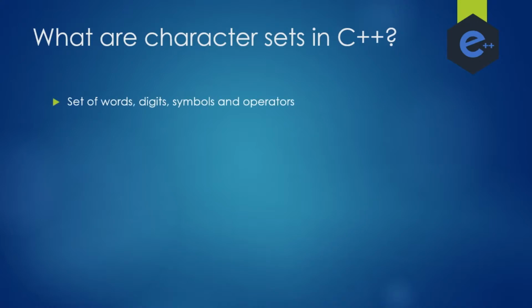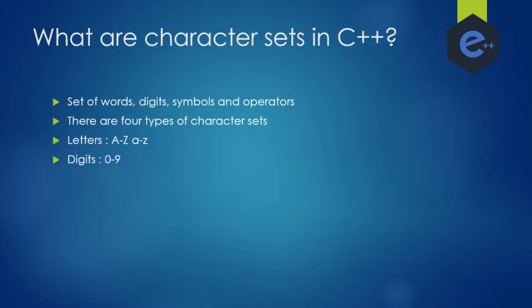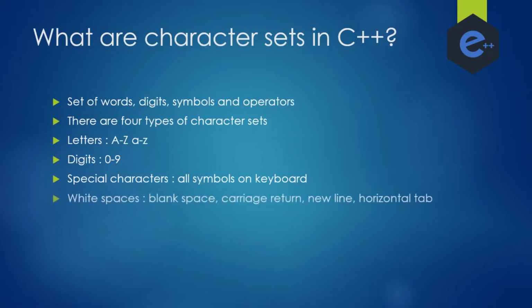Character sets are sets of words, digits, symbols and operators. Whatever we write in a program is a collection of character sets. Basically, character sets are of four types. 1. Letters, means alphabets, capital A to Z and small a to z. 2. Digits, means numbers 0 to 9. 3. Special characters, means all the symbols on keyboard. 4. White spaces, means spacebar, tabs, enter etc.